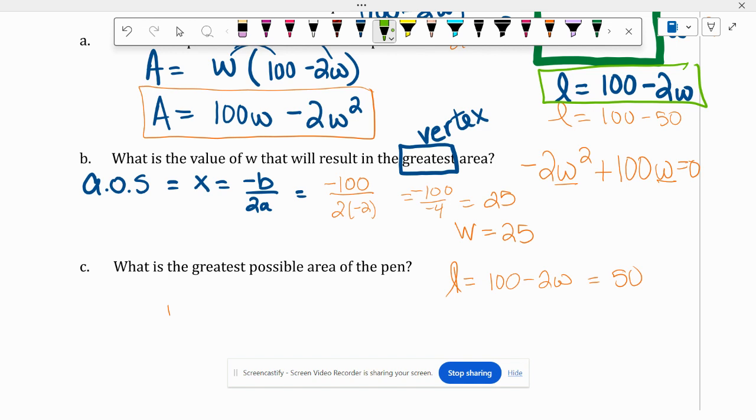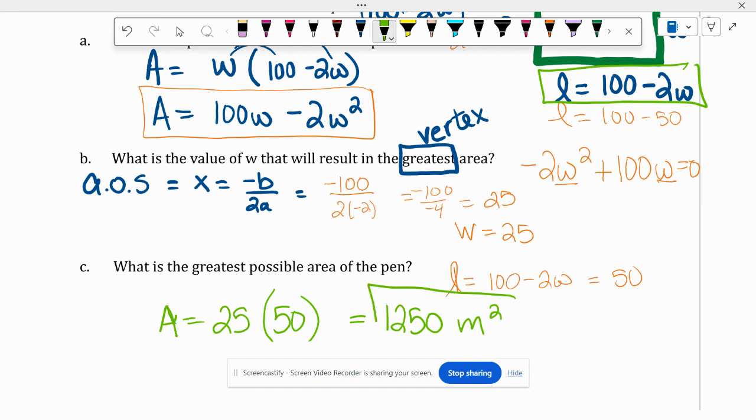The question is, what is the greatest possible area? 25, which is your width, times your length, 50. What does that equal? Keep going. You're right. 1,250 meters squared. That's the greatest possible area.